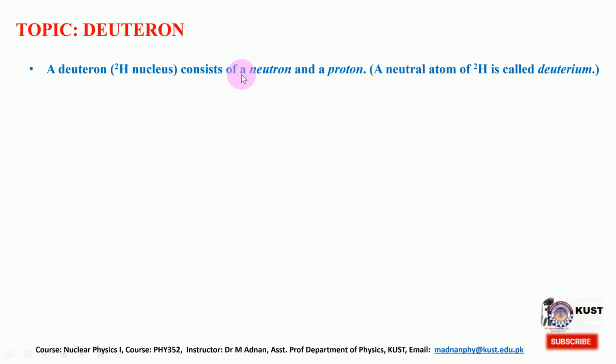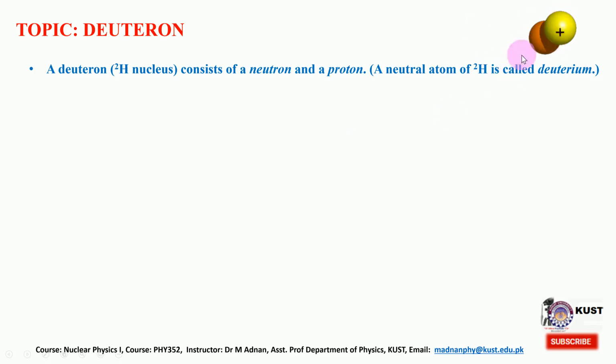two nucleons, consisting of a neutron and a proton. A neutral atom of deuteron is called deuterium. That is, the nuclei are known as the deuteron, and once we are talking about atomic physics, then it is deuterium. So we are studying the nucleus of this atom H2, that is, it contains two nucleons, one is proton and the other one is neutron.